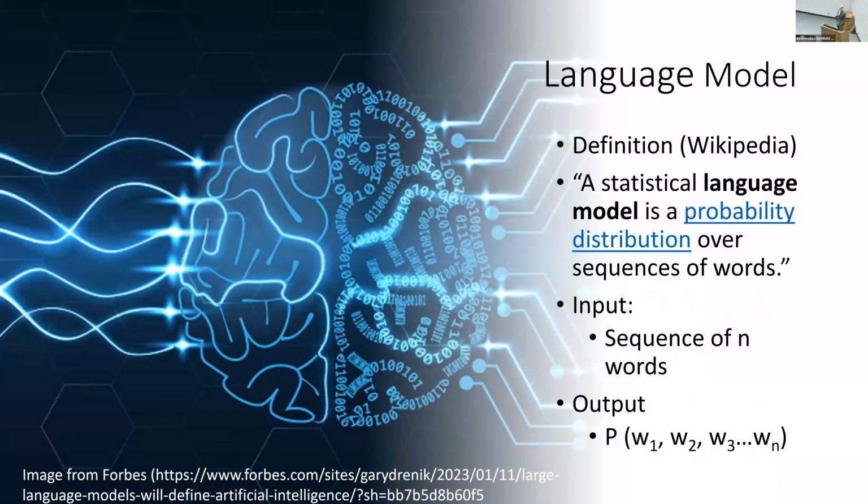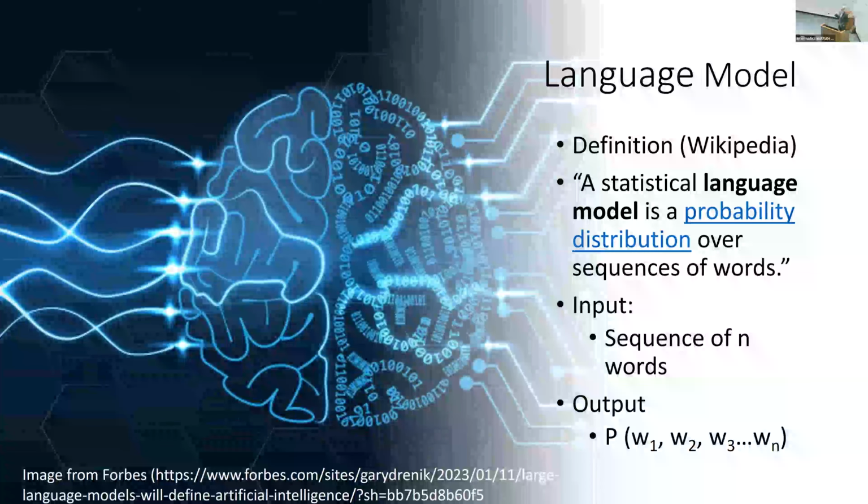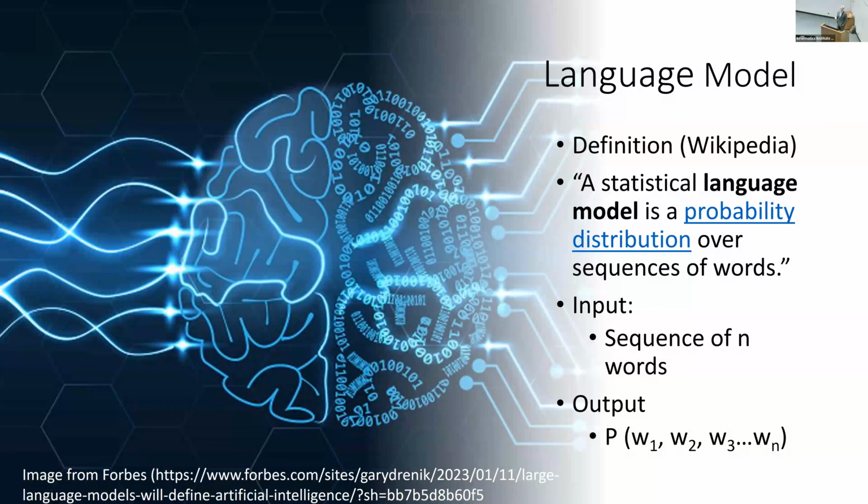So I'm going to start with the most fundamental thing, which all these models are, which is a language model. So what actually is a language model? Because it gets thrown out a lot. And this is the definition from Wikipedia, which is accurate. It's a probability distribution over a sequence of words. It has as input a sequence of words, and if you can output a probability, you have a language model.